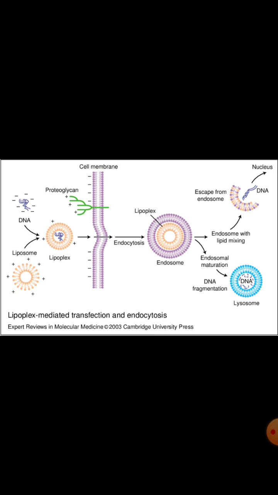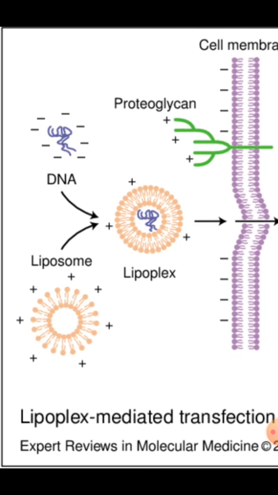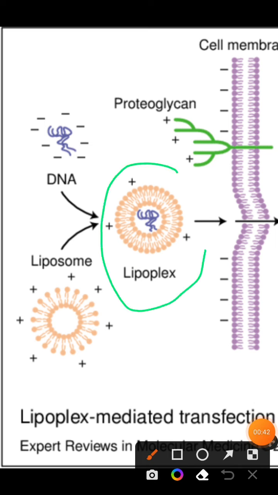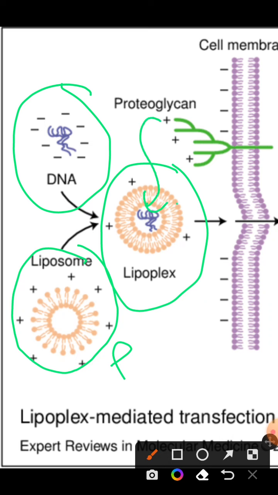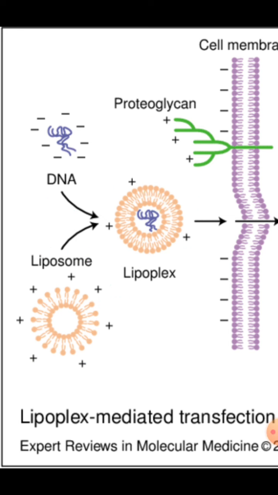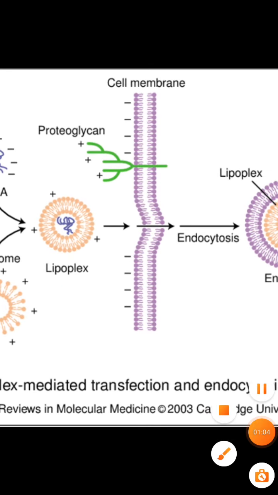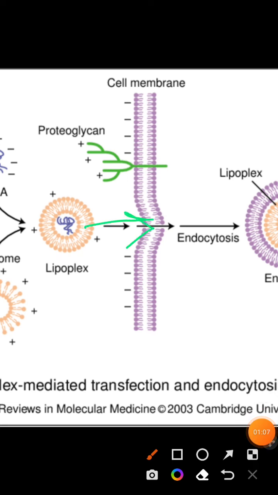It is another kind of gene transfer method that is commonly used. Here our first step is lipoplex formation, which can be easily done with the help of a positively charged liposome and DNA. Basically, in the lipoplex the DNA is enveloped by the liposome, and as the lipoplex is positively charged, it can be easily received by the host cell via the process called endocytosis.